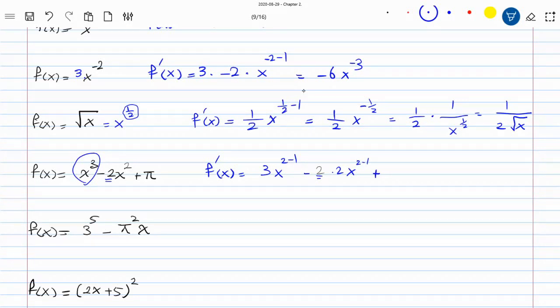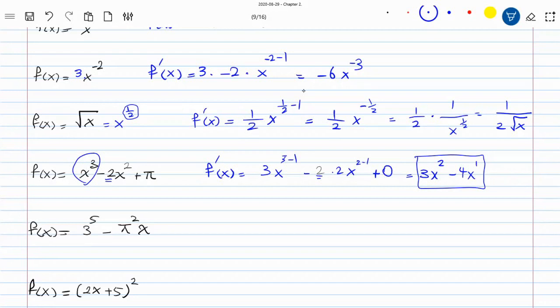And plus derivative of pi. You may ask, what is the derivative of pi? We don't really know pi exactly, but since pi is a constant, 3.14 whatever, the derivative is simply 0. It's not that just since it's pi we don't know what to do about it. It's a constant, derivative is simply 0. Okay, now simplify it. This is 3 minus 1, so x to the power 2. Negative 2 times 2 is negative 4. x to the power 2 minus 1 is simply x to the 1. So this would be the derivative function.